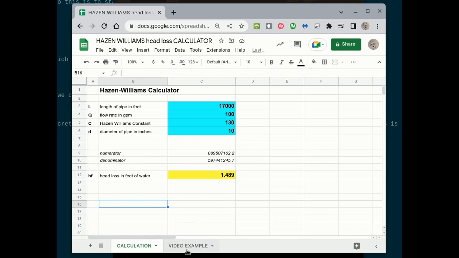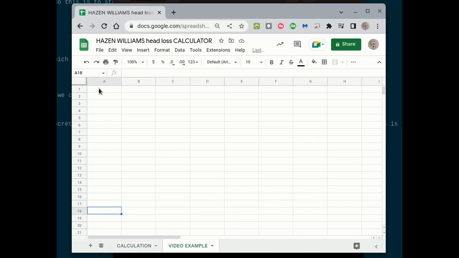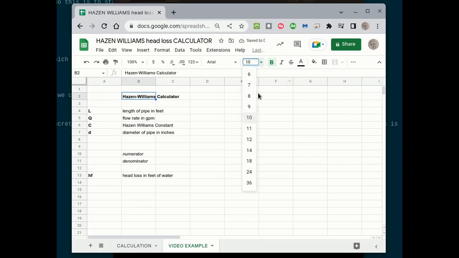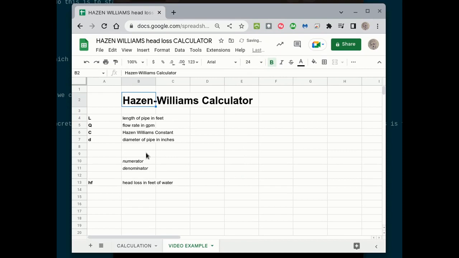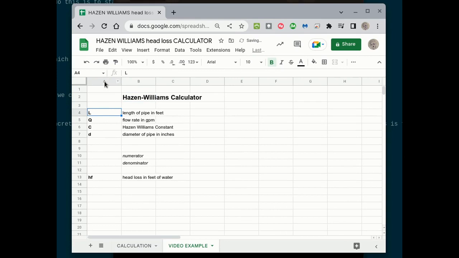So what we're going to do then is go in and make a Google Sheet, and on that Google Sheet, when it's blank, we're going to fill it in with the information to help us know what to type in where. So this is our Hazen-Williams calculator. I'm going to make this title kind of big. Maybe that's too big. Let's do 14. Okay, so here are my terms. Length, and it's length of pipe in feet. Q is flow rate in gallons per minute. We have the Hazen-Williams constant.